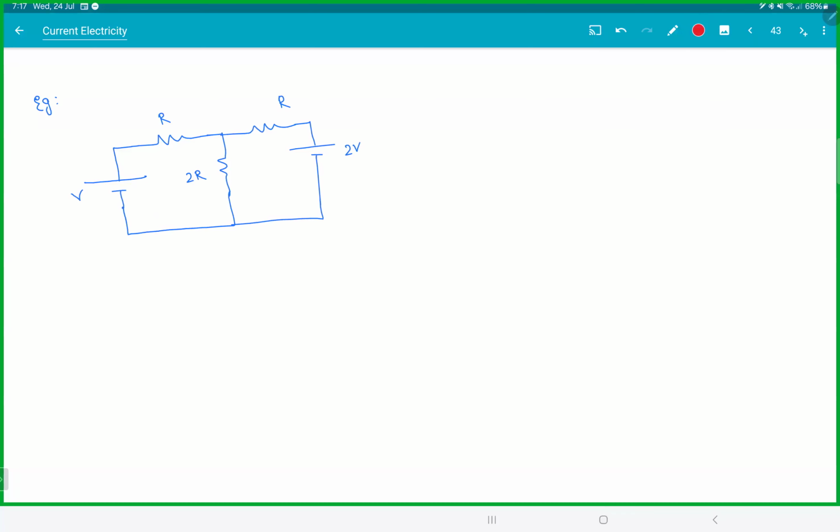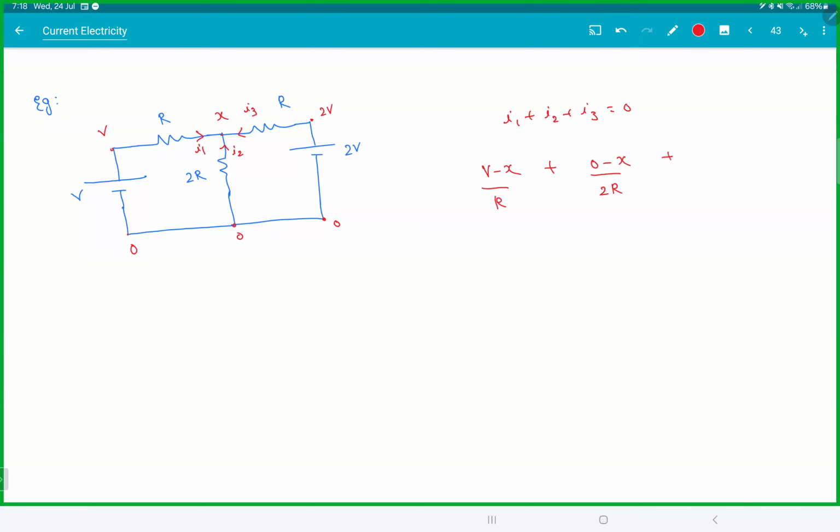So step 1, find the potential with zero node. Step 2, name the potentials. This is 2V, this is V, this is X. Step 3, assume currents flowing here, I1. I can take reverse also, doesn't matter. We get I1 plus I2 plus I3 is 0. So I1 would be V minus X by R. I2 would be 0 minus X by 2R.